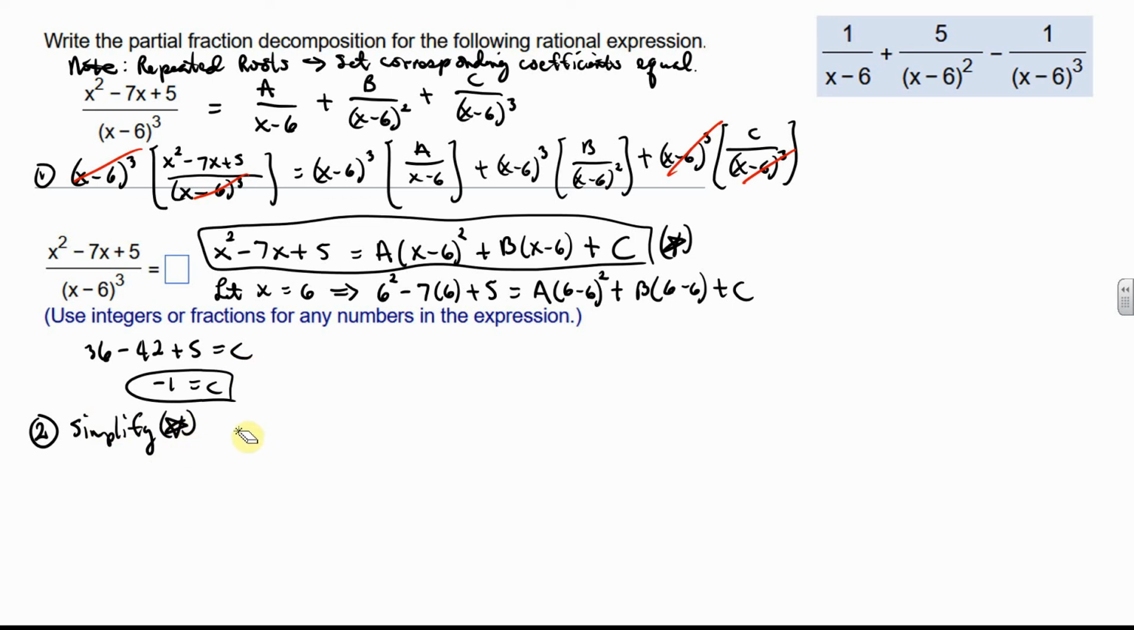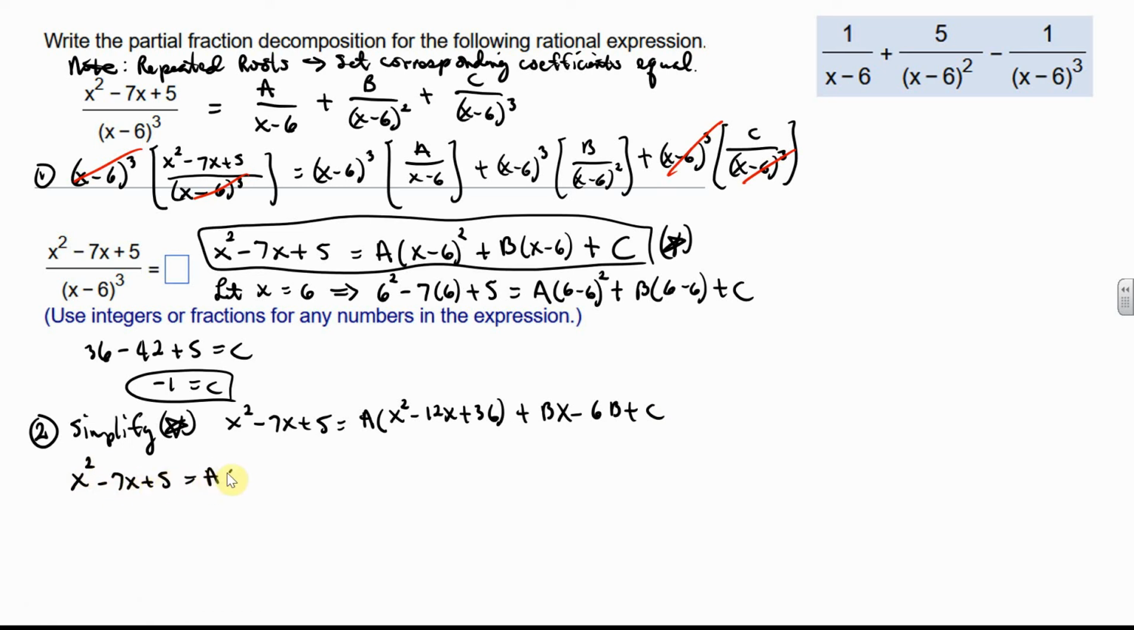So the left side is already simplified. X squared minus 7x plus 5 is equal to, this is a times, FOIL that out. This is x squared minus 12x plus 36, plus bx minus 6b, plus c. Keep on simplifying.